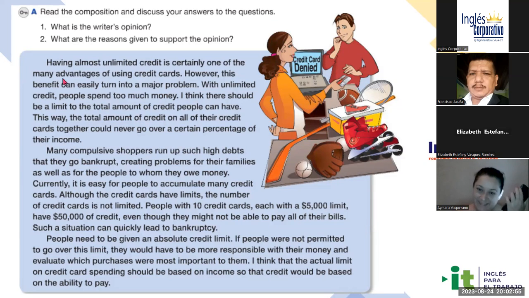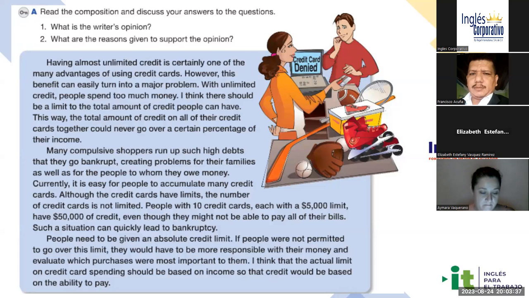Let's start with the thesis sentence. Having almost unlimited credit is certainly one of the many advantages of using credit cards. However, this benefit can easily turn into a major problem. With unlimited credit, people spend so much money. I think there should be a limit to the total amount of credit people can have. This way, the total amount of credit on all the credit cards together could never go over a certain percentage of their income. I volunteer to read the next paragraph.